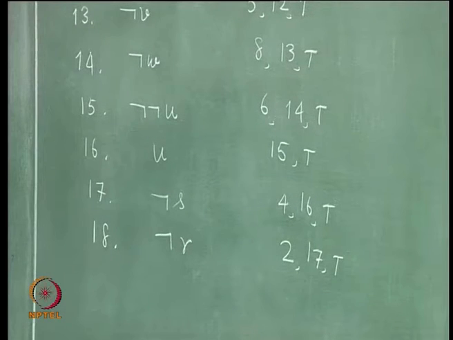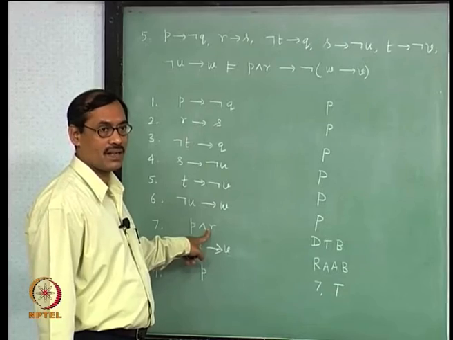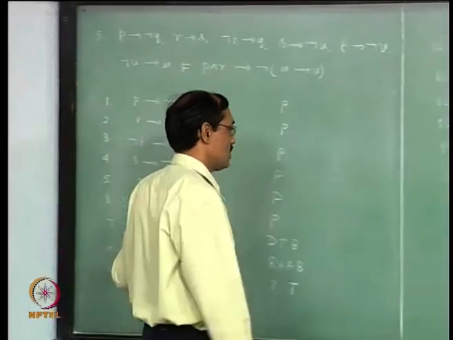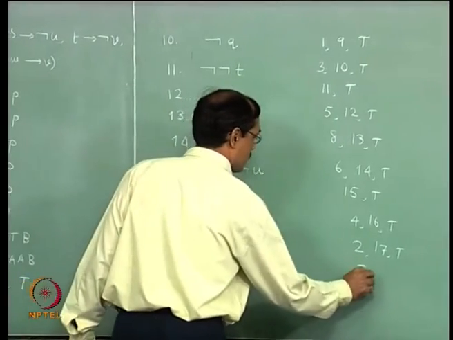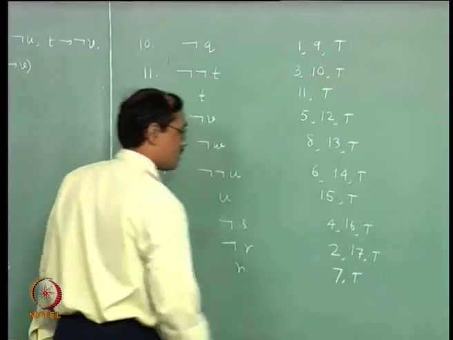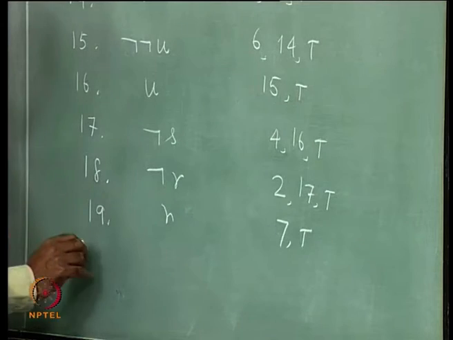Next, from 7 P and R will give us R, that would give us a contradiction. So, we write 19 R, that comes from 7 elimination, right. We have got R, we have got not R, therefore, bottom.